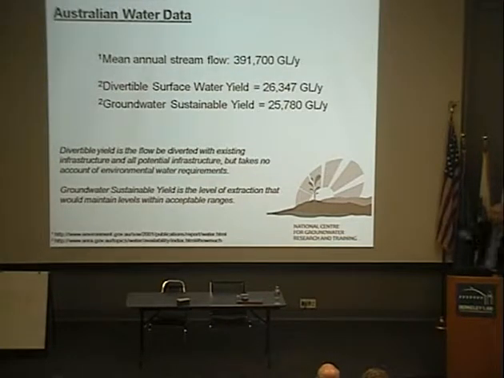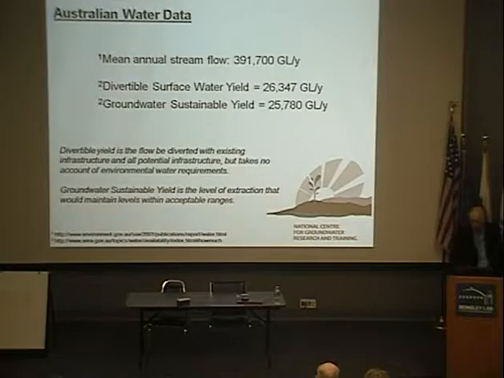This is some Australian data, and it shows the mean annual stream flow, but there's a figure for the divertible surface water yield. So the amount of surface water that's theoretically capturable of about 26,000 gigalitres per year. And I think, coincidentally, a very similar figure for the sustainable groundwater yield. And I don't want to go into how these figures are put together, and no doubt they're extremely dodgy.